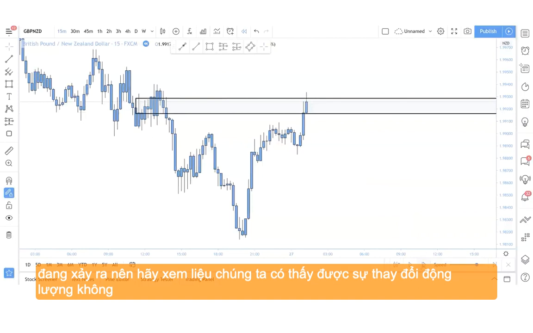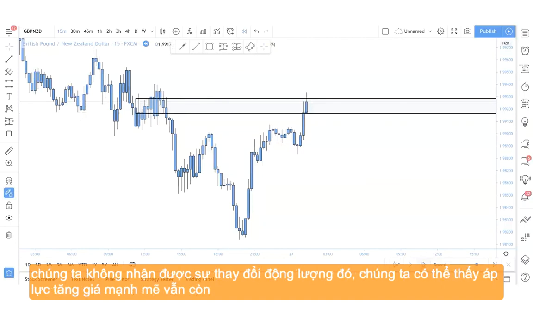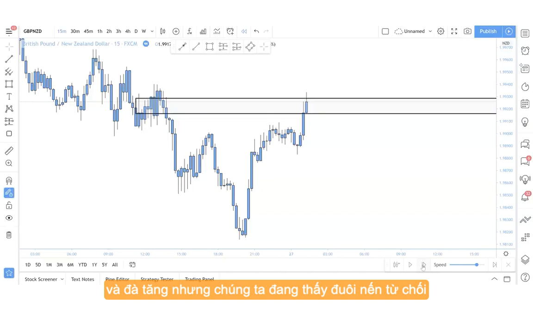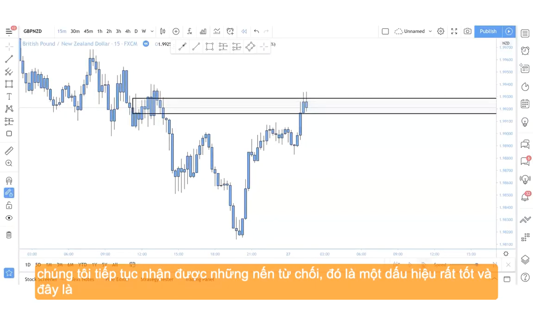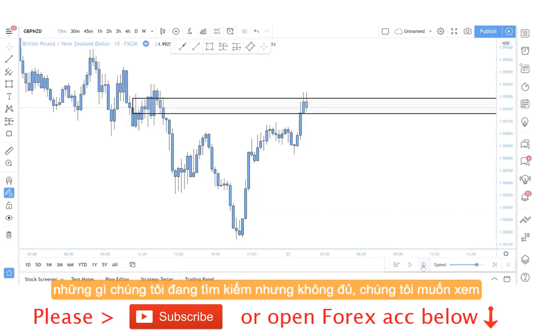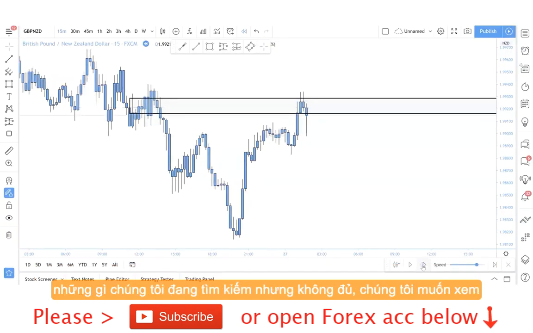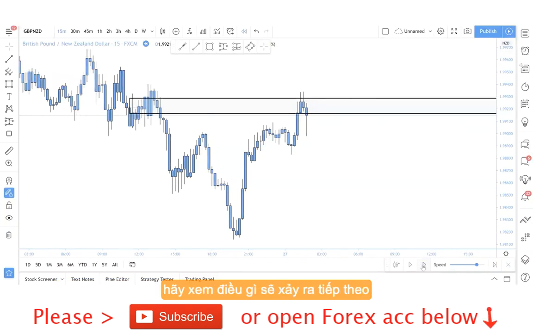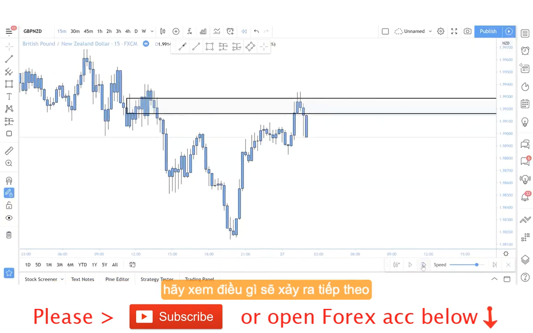So let's see if we get that momentum shift. We don't get that momentum shift. We can see strong bullish pressure still and the momentum's to the upside, and we're getting wick rejections. We're continuing to get wick rejections, which is a very good sign. This is what we're looking for, but not enough. We want to see the momentum shift. Now we don't see the momentum shift, we see an attempt. Let's see what happens on the next candle.